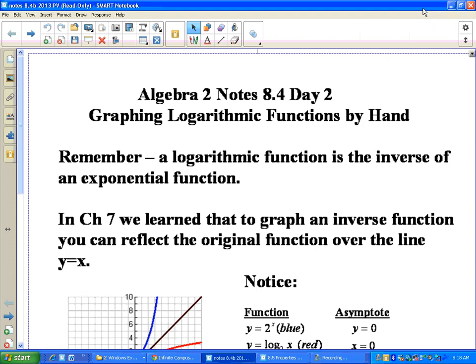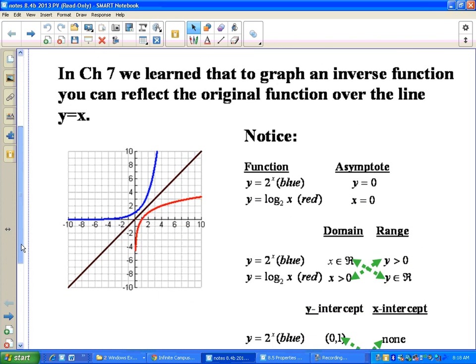Here we go. Today we are talking about Algebra 2. This is the second day we're working on Chapter 8, Section 4. We're going to graph logarithmic equations. A logarithmic function is the inverse of an exponential function. What does that mean? We talked about inverses a lot.